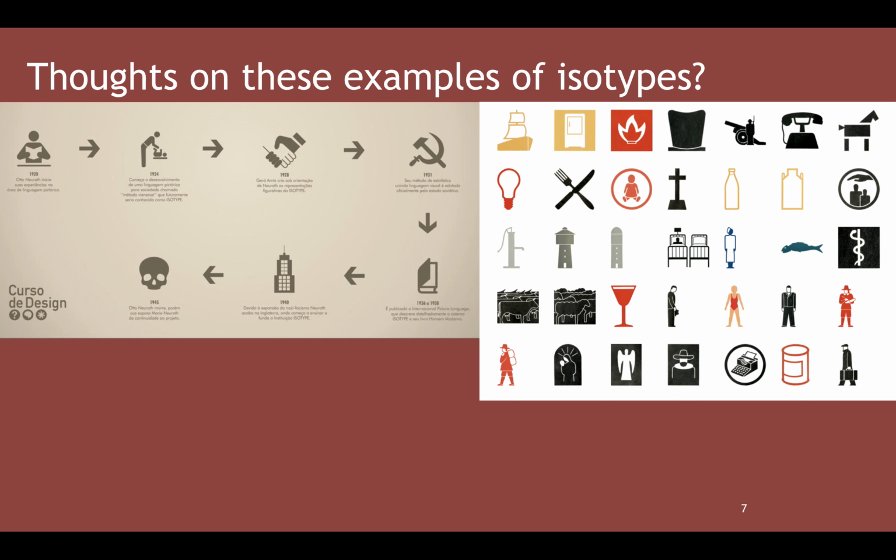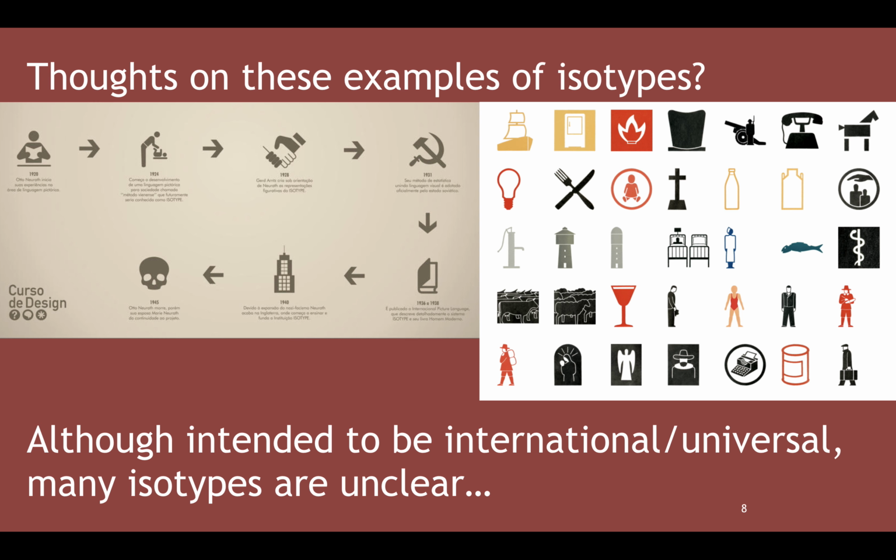I wonder if you have any thoughts on these examples of isotypes. I'm sure some of you, especially younger people, might have some differing views. We'll get to the punchline to this question in a second. Although isotypes are intended to be international and universal, as international is the first word of the definition, many isotypes are unclear, as you see from many of these examples here.